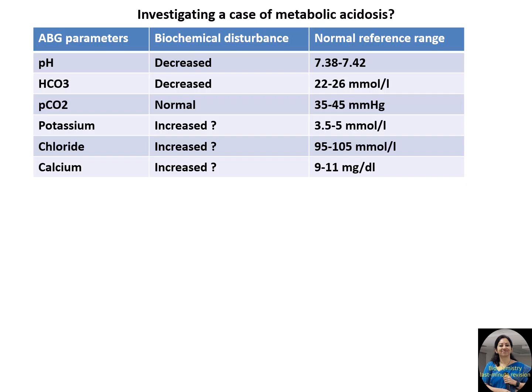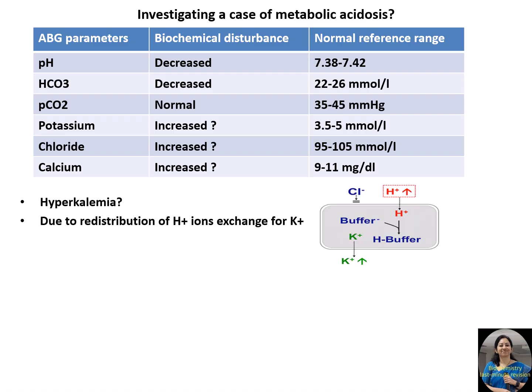So how do we investigate a case of metabolic acidosis? Let's consider the ABG parameters, the three important parameters. pH is decreased, bicarbonate is decreased, and partial pressure of carbon dioxide is normal. Now check the electrolytes: potassium, chloride and calcium are all altered in metabolic acidosis. There occurs hyperkalemia in metabolic acidosis. The reason is when there is increased concentration of hydrogen ion in the circulation, it is taken up by the cell. In order to maintain the electrochemical gradient, potassium is pushed out into the bloodstream, resulting in hyperkalemia.